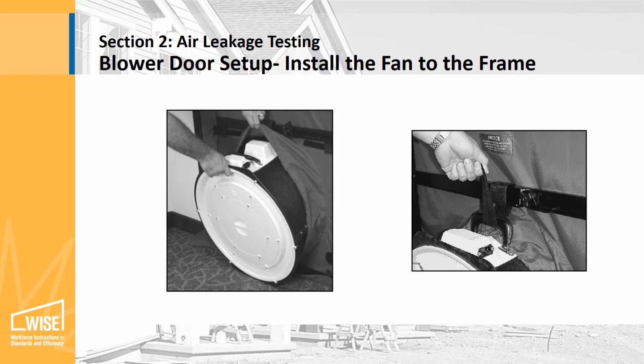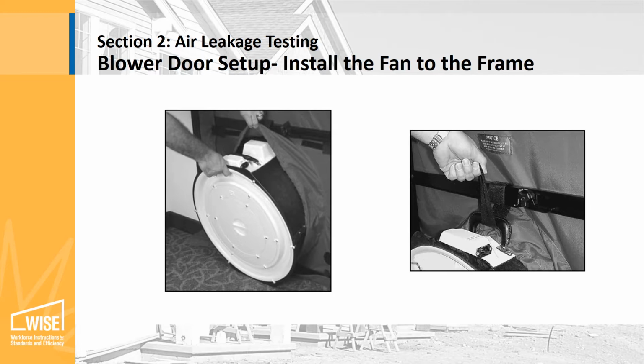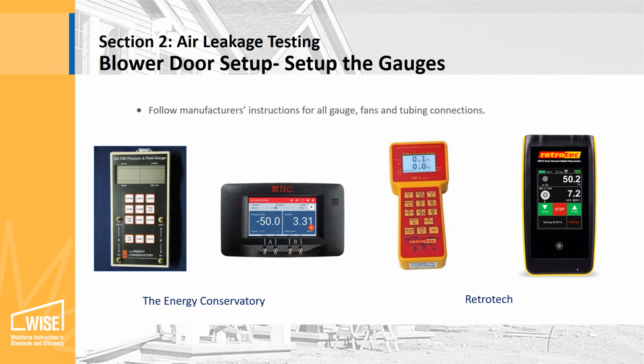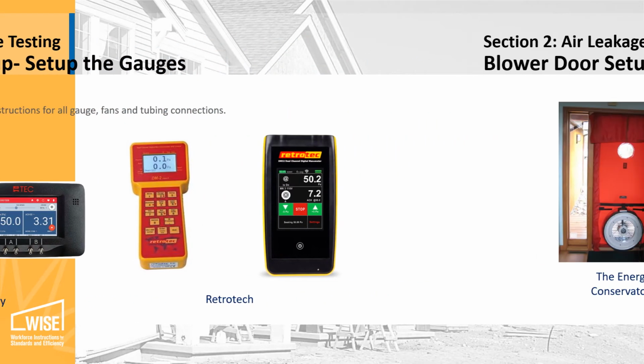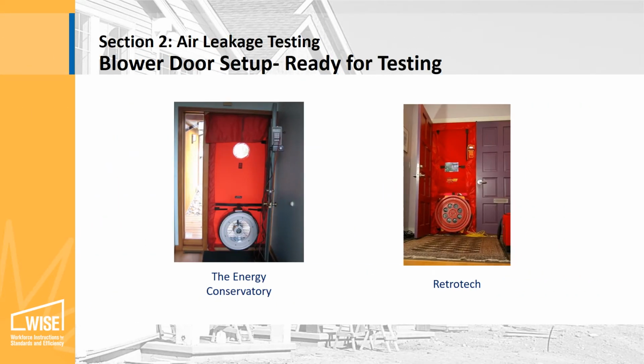Insert the fan into the opening, being aware of the direction of flow. The flow will need to go to the outside of the house so we can achieve depressurization of the interior. Connect the gauge per the manufacturer's instructions. The blower door is now ready to start the testing procedure.